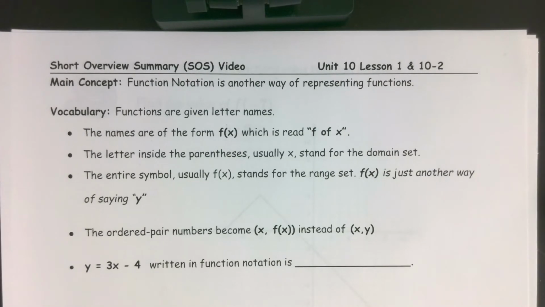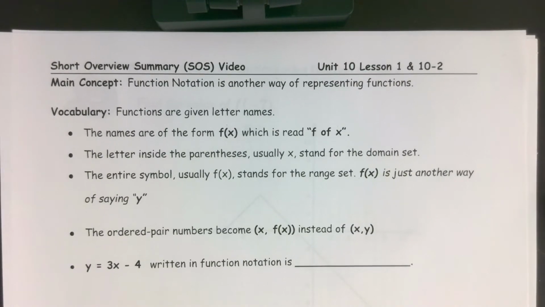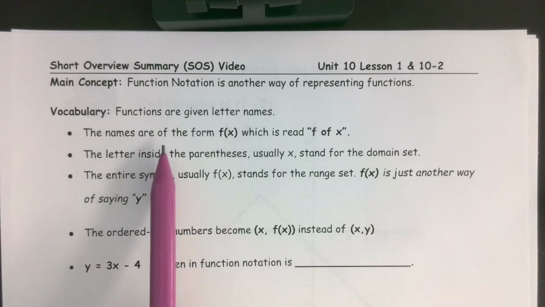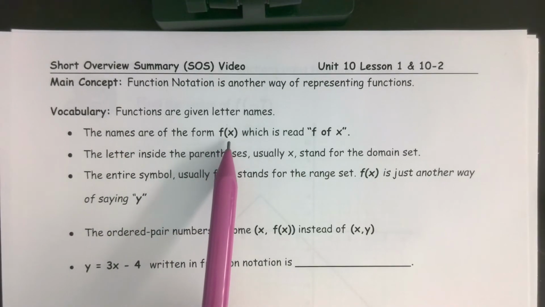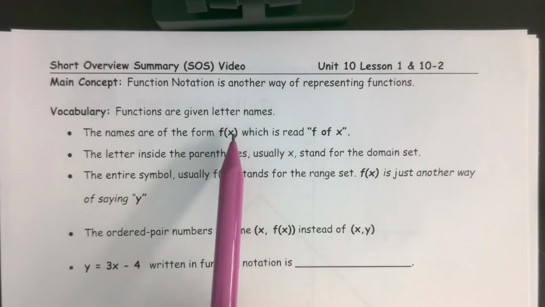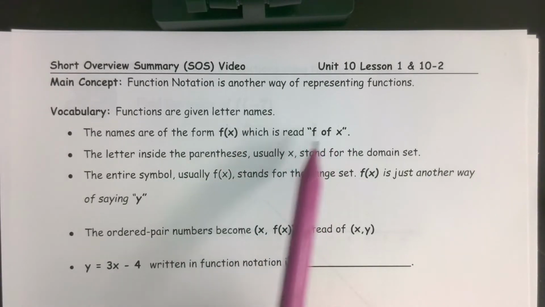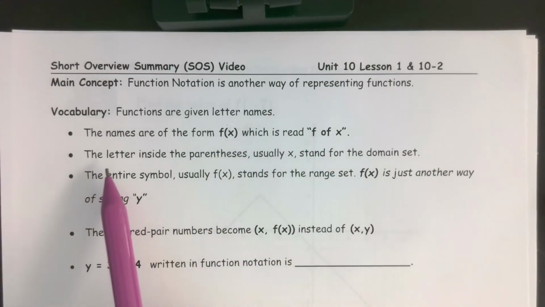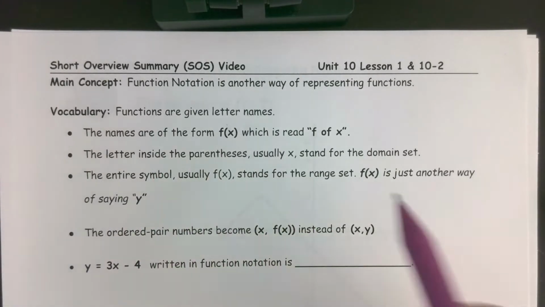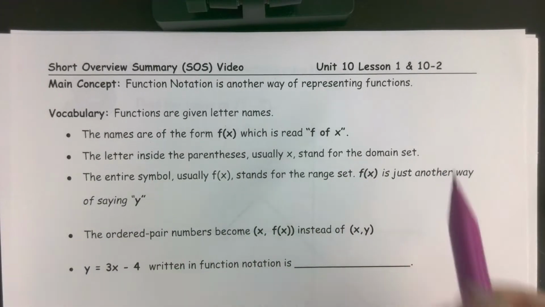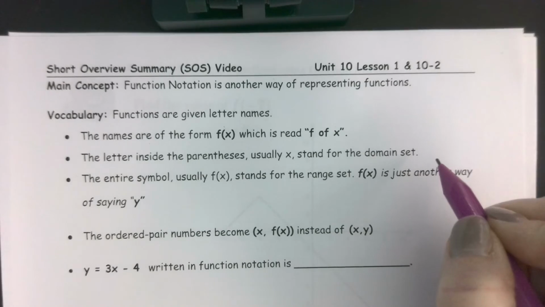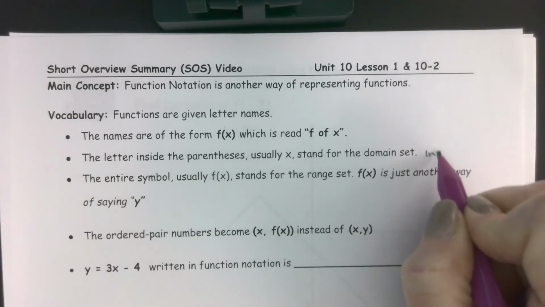Remember, functions are relations where each input has exactly one output. Functions are sometimes given letter names. The names are often in the form of f of x. We read this notation here as f of x, not f times x. The letter inside the parentheses, usually an x, stands for the domain set, or your x values, or your inputs.